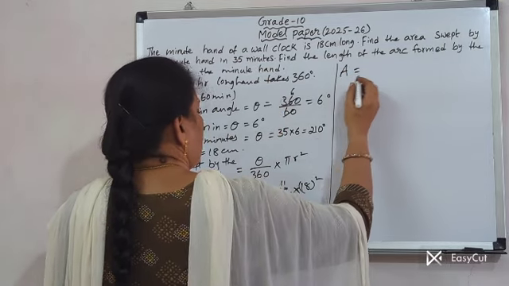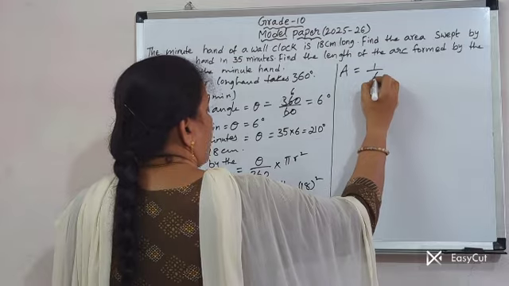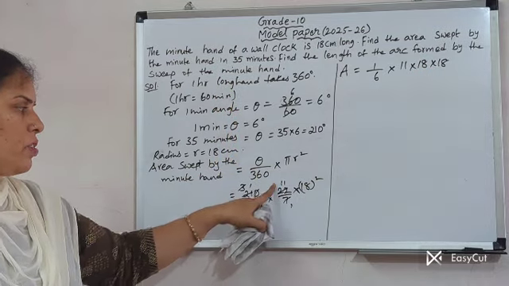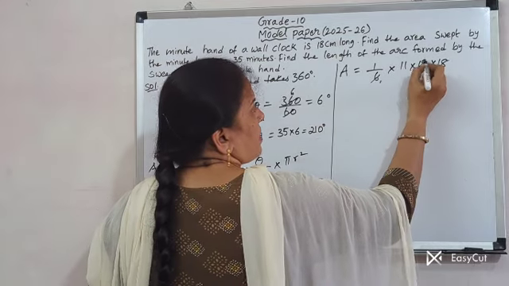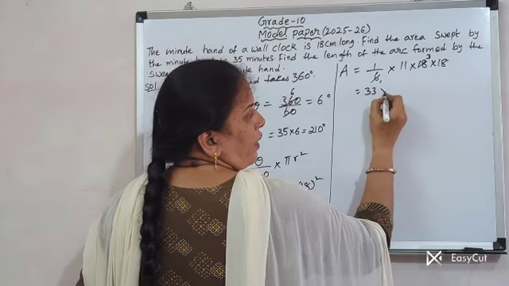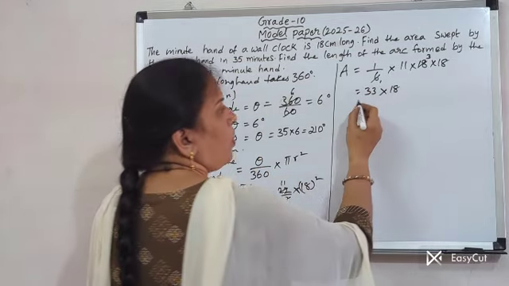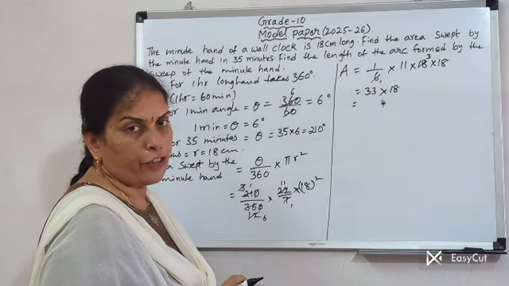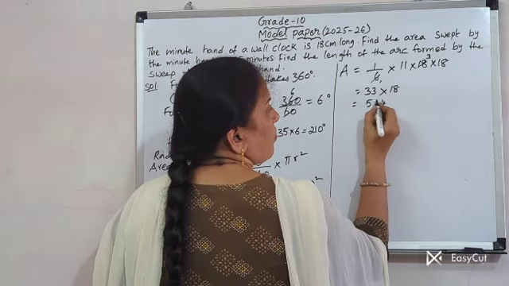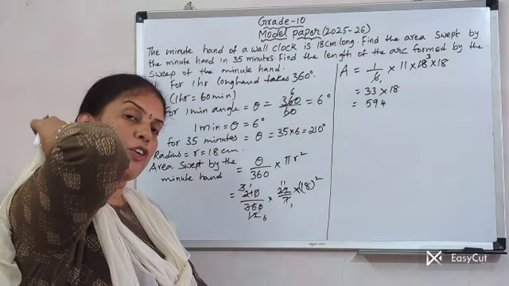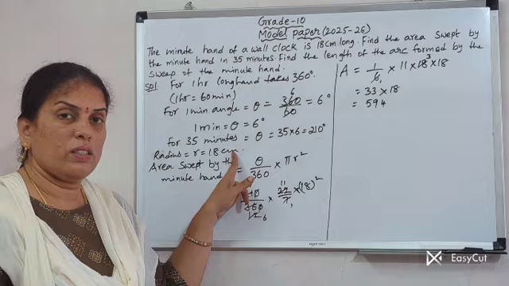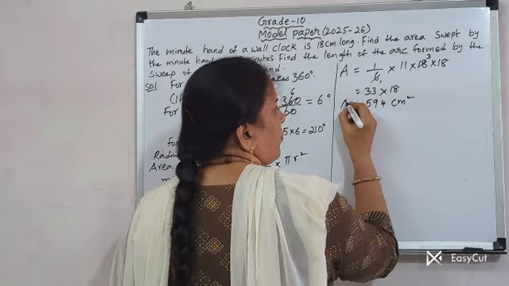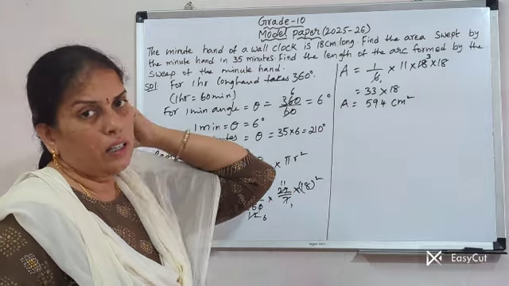A is equal to, see here, 1 by 6 into 11 into 18 into 18. 6 1, 6 3s. 11 3 is 33 into 18. Okay? Now multiply. 18 3 is 54. 5. 18 3 is 54. 54 plus 5, 59. Okay, 594. What are the units? Here centimeters. So, what are the units for area? Centimeter square. This is the area swept by the minute hand.